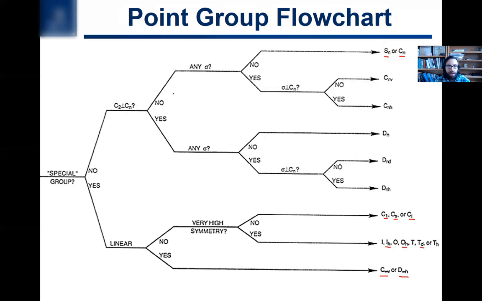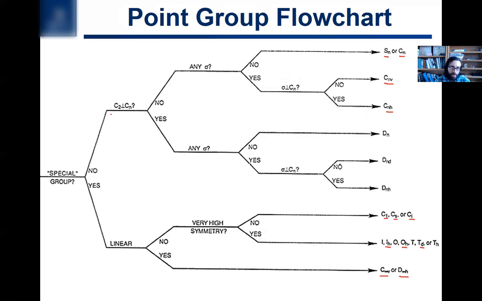Okay. Now, if instead you said, no, I don't have any perpendicular C2s, but I do have a mirror plane, much more common, then you're going to say, do you have a mirror plane perpendicular to the principal rotation axis? If no, it's going to be a CNV, so like C2V or C3V. If yes, it's going to be CNH.